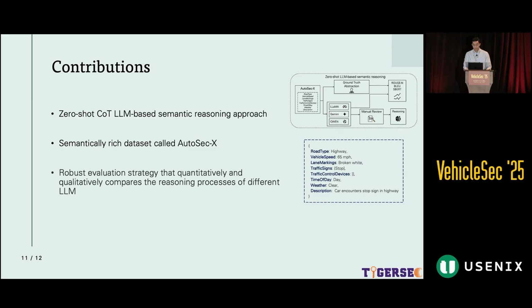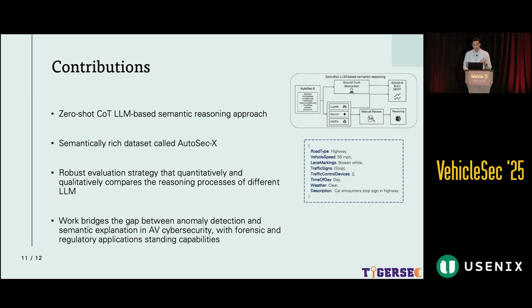Second, we created AutoSec-X, a semantically rich dataset of 40 scenarios grounded in actual traffic violations. This is key because unlike existing datasets that just label anomalies, our dataset actually provides the regulatory context needed to understand why something is anomalous in certain scenarios. Third, we developed a robust evaluation strategy combining quantitative metrics like SBERT and qualitative human reviews. Overall, our work bridges the gap in AV security. We're moving beyond simple detection to actually providing interpretable explanations of why there is an inconsistency in certain scenarios.